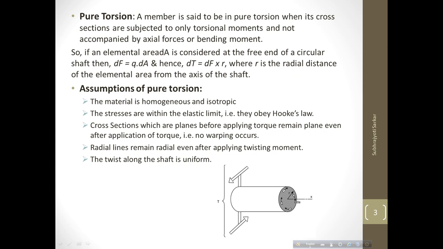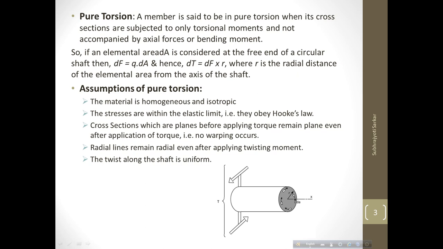So if you take an elemental area dA over here on the free end of the circular shaft, what will be the dF? This dF will be equal to the tangential stress into the area. This tangential stress is nothing but the shear stress tau. Thereby the torque will be how much? The torque applied on this area will be this tau into the perpendicular distance, that is the radius. So dF into R, where R is the radial distance of the elemental area.